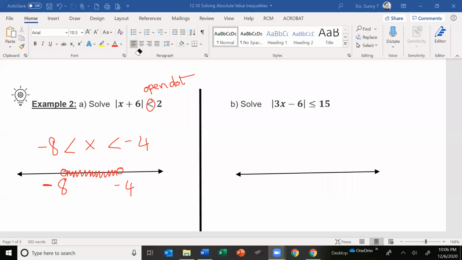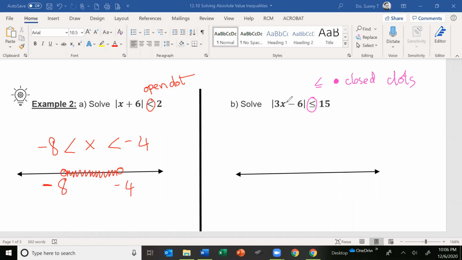Next, we're taking a look at the second example. The only thing that's different is we have 3x minus 6 inside the absolute value, and then right here we have less than or equal to 15. So with less than or equal to, remember, we are going to be using the closed dot whenever we represent our answer on the number line.